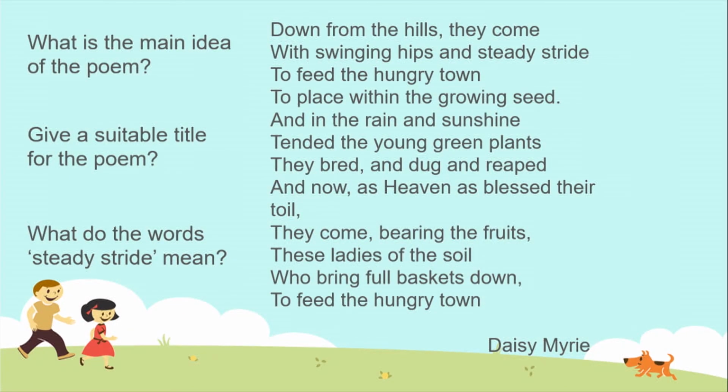What is the tone? How does the poet Daisy write this? What tone does she use? Down from the hills they come, with swinging hips and steady stride, to feed the hungry tongue, to place within the growing seeds and in the rain and sunshine, tended the young green plants they bred and dug and reaped. And now, as heaven has blessed their toil, they come, bearing the fruits, these ladies of the soil, who bring full baskets down to feed the hungry tongue.